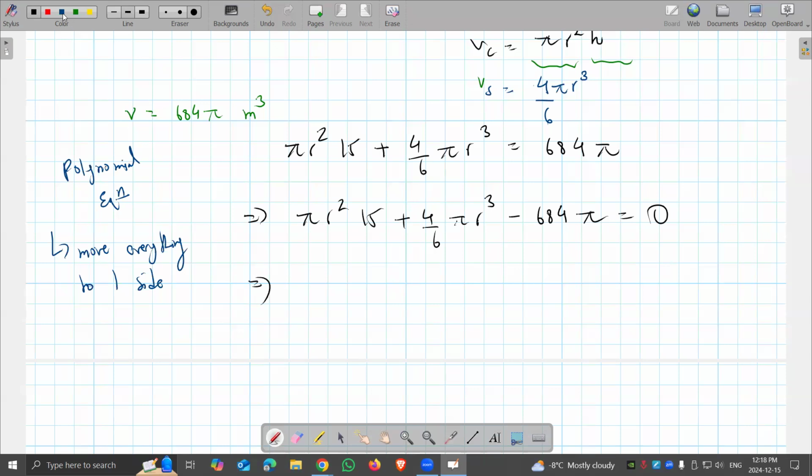So here I'm going to pull out a pi. You see there's a pi here, there's a pi here, there's a pi here. You can pull this out of the bracket. When you pull it out, you'll have pi and then this whole thing equals 0. We can get rid of the pi by dividing both sides by pi. So essentially the pi just disappears from this equation. You're left with 15 r squared plus 4 over 6 r cubed minus 684 equals 0. Now it's even more complicated. What is the degree of the polynomial here?